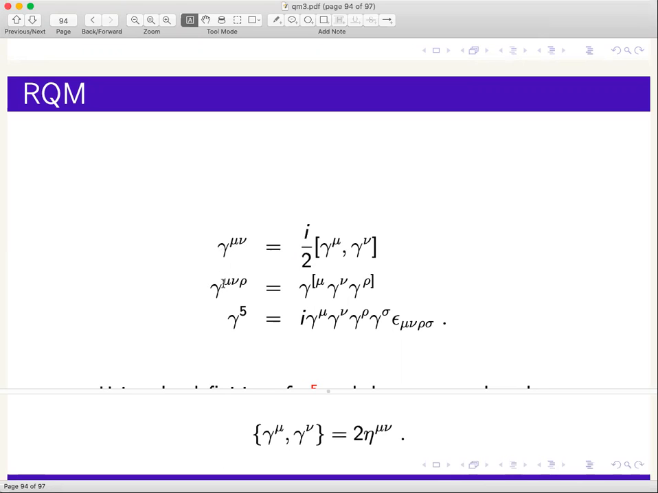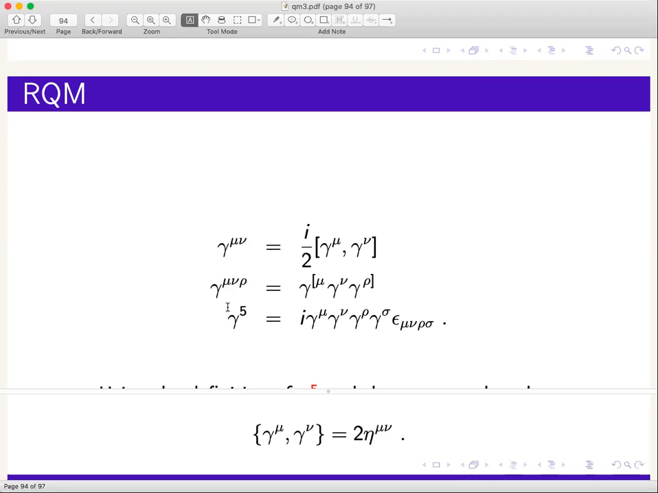Now generically a tensor could be symmetric, antisymmetric, mixed symmetric, or it may not have any symmetry property; all kinds of things can happen. But in this particular case, gamma mu nu is explicitly antisymmetric in mu and nu, and gamma mu nu rho is explicitly antisymmetric in all three indices.